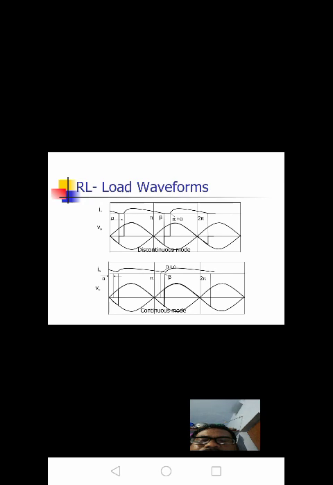RL load waveforms, discontinuous mode and continuous mode. Here we are observing the output waveforms of the two modes. Discontinuous means there is a gap. Why? Because some time delay takes place by using the thyristors. The operation, alpha, the thyristor firing angle, takes some time delay in the circuit, that's why it is a discontinuous mode. Here we are observing the output waveforms.